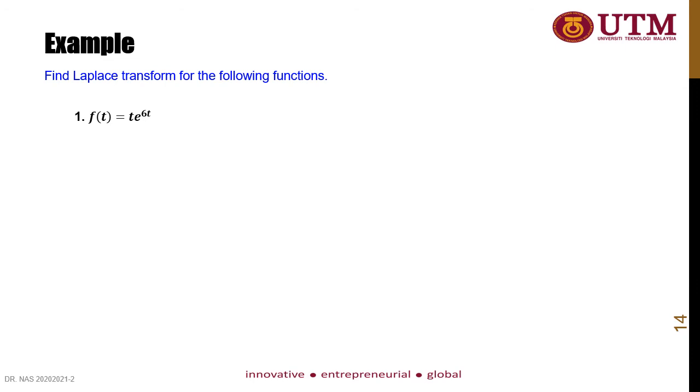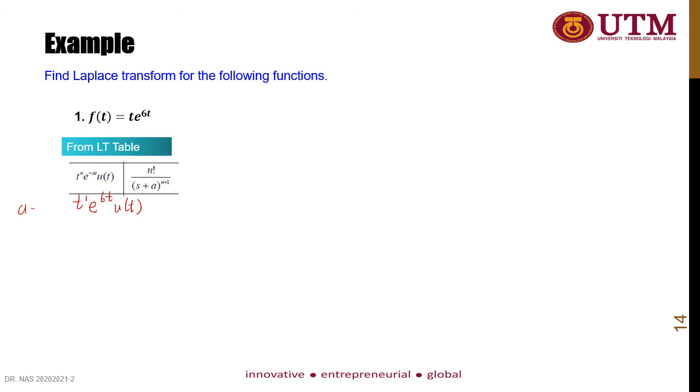Okay, more examples by using the Laplace transform table. You have multiplication of t with e^(6t). Refer to the closest shape in the Laplace transform table. So it is equal to t e^(6t). In this case, t to the power of 1, e to the power of 6t u(t). You need to be careful with the notation. This is minus a, so you need to determine what your a is.